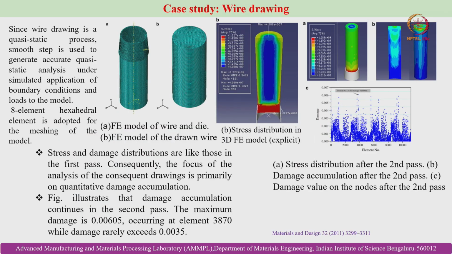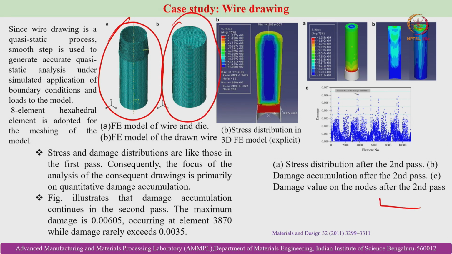So again, a separate case study for a different metal forming process, that is the case of wire drawing. You can see these are basically the finite element model of the wire that is undergoing drawing, and also the die, and also this is the model of the drawn wire. So wire drawing, as we have discussed the case of extrusion and wire drawing earlier, is basically the drawing of the wire within a conical aperture or die.